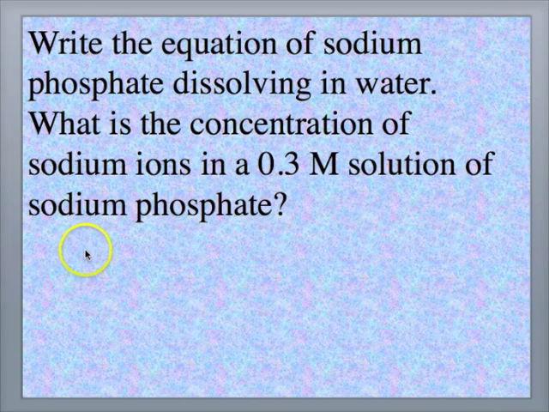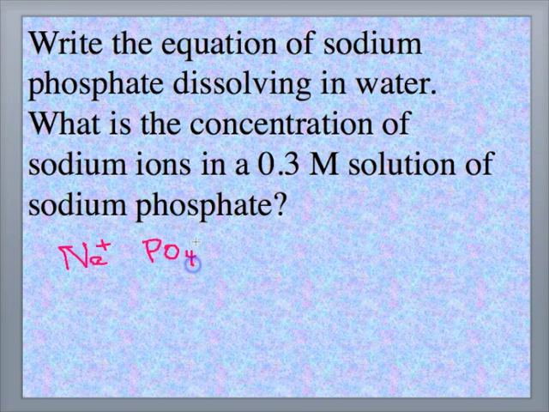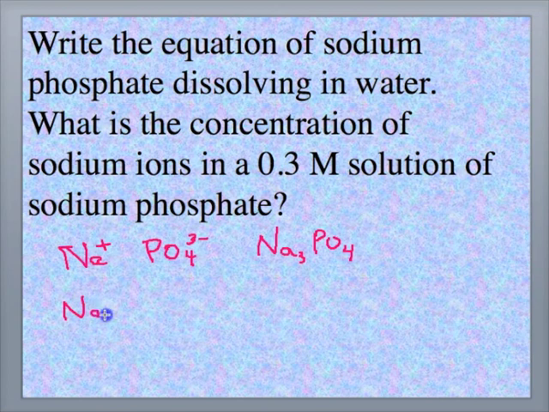Well, first of all, we'd have to write the compound. Let's see, sodium we know is Na+, and phosphate we've memorized as PO4 3-. So for the formula for sodium phosphate, you're going to need 3 sodium together with 1 phosphate to make Na3PO4. Now you're going to put this in water, and the way the question is worded, it's telling you that it's going to dissolve in water.